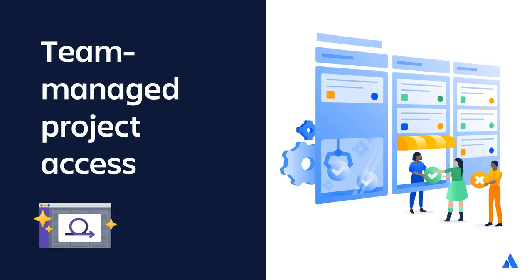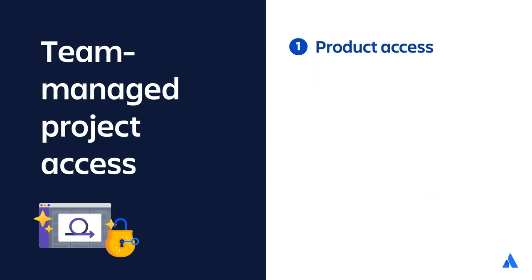Let's look at team-managed project access. There are 3 main settings that determine a user's ability to access and interact with functionality in a team-managed project. First, their product access. Users need Jira Software product access to create a team-managed project. Users also need Jira Software product access to fully interact with the project's functionality.